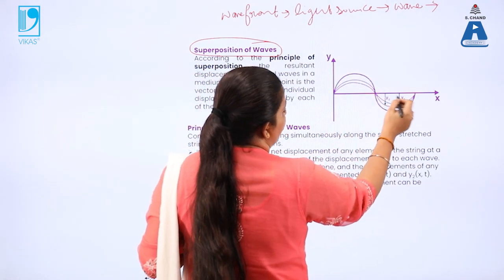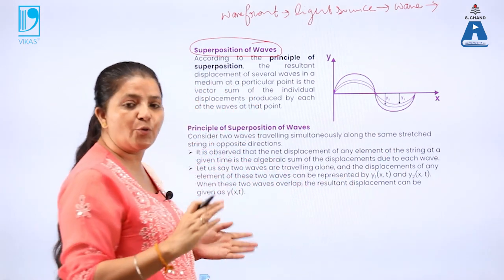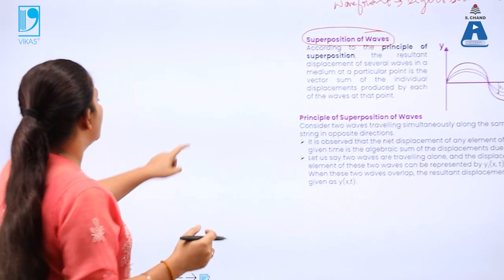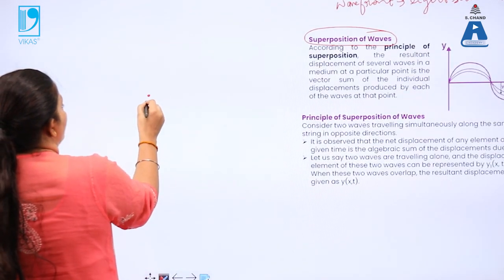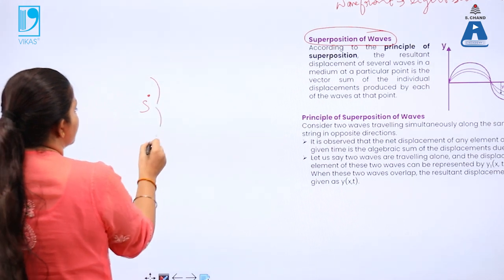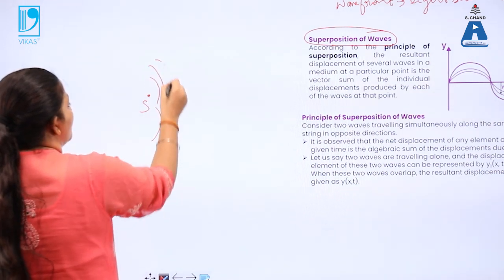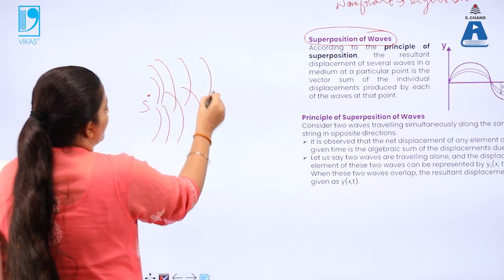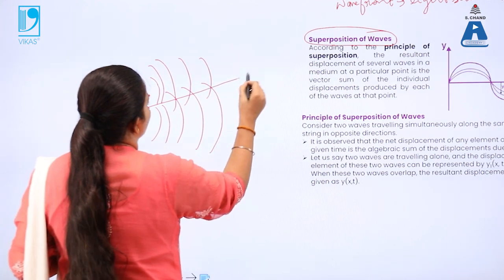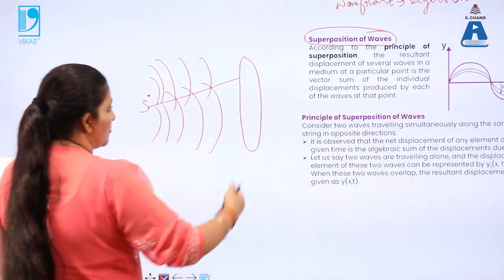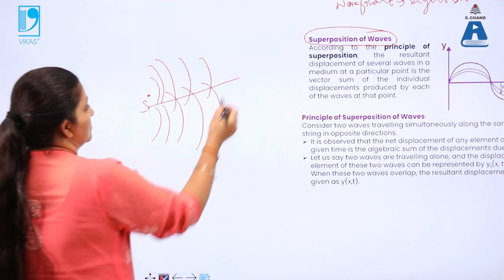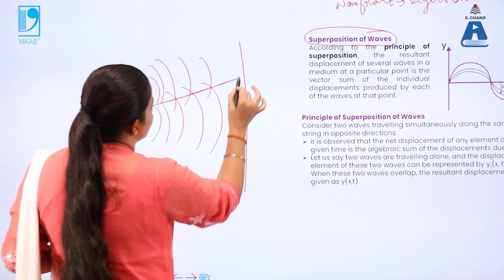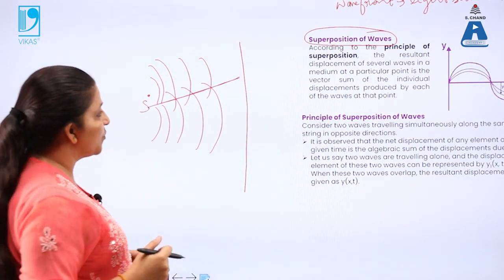Now these two waves, or more than two waves, will superimpose on each other to give us the resultant wave. If this is a source S, these are the secondary wavelets which are produced from it. These secondary wavelets will superimpose on each other to give the resultant on this screen over here. How do they superimpose? This is given by the principle of superposition.